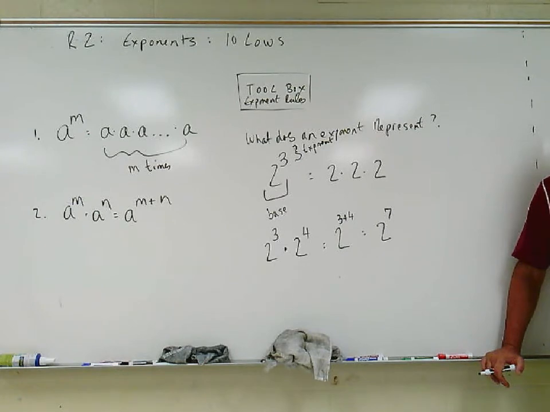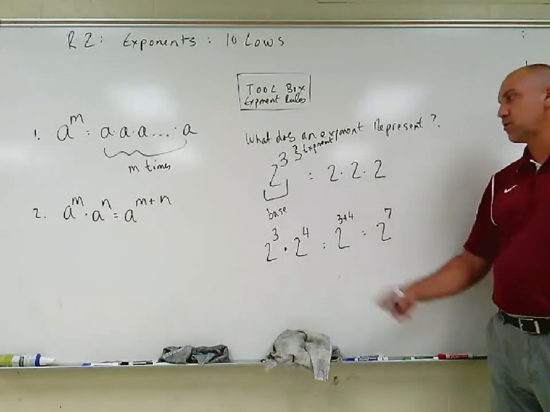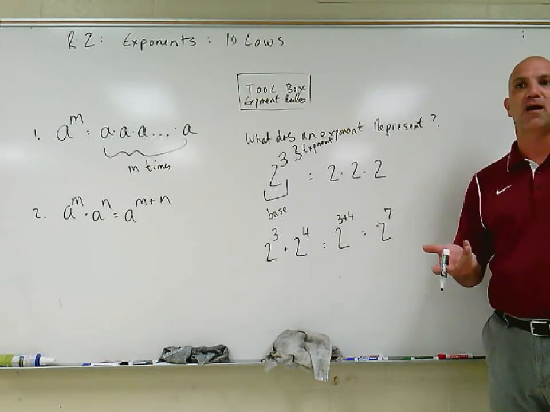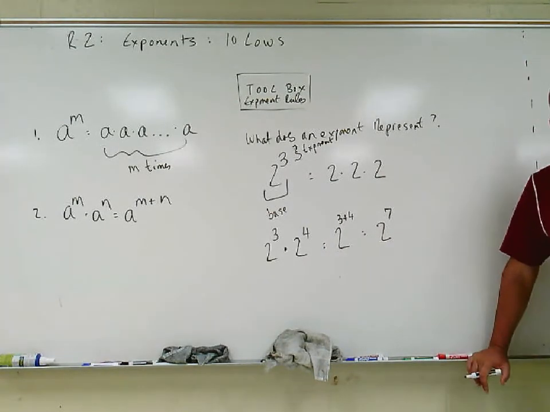Yes, but still, I don't understand. Okay, the bases are the same, but why don't I multiply? Why don't I say 3 times 4 is 12 and do 2 to the 12th? Why is it that I have to add? Yeah? Since the bases don't have terms, then they can just be combined together.